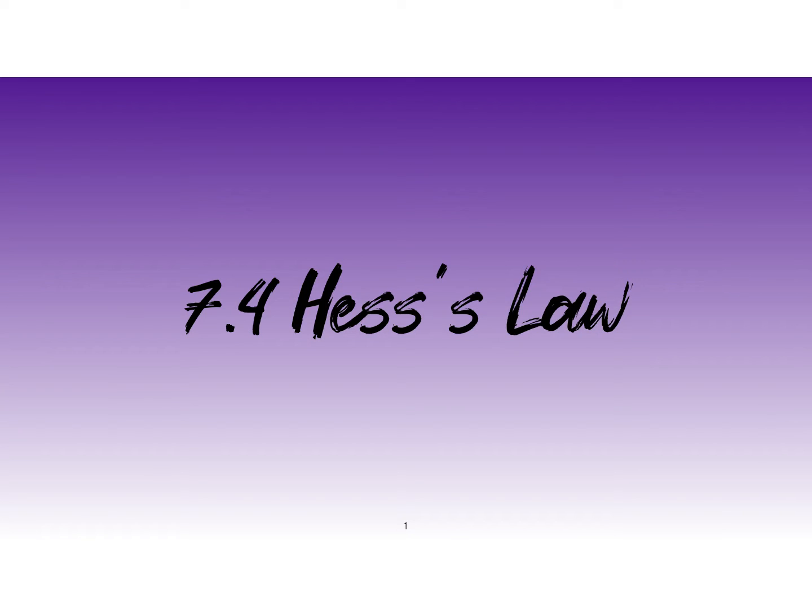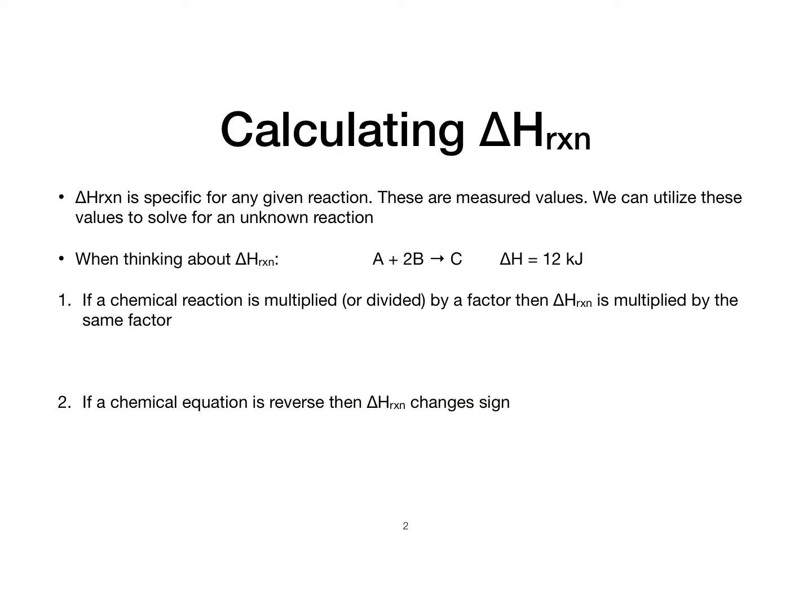So in this video, we're going to think about a different way that we could calculate delta H of reaction. And we're going to look at that in terms of something called Hess's law. So delta H reaction is specific for any given reaction. That means that every reaction should have a different delta H reaction. So we can measure that for many different reactions, and we can utilize these values to solve for an unknown reaction.